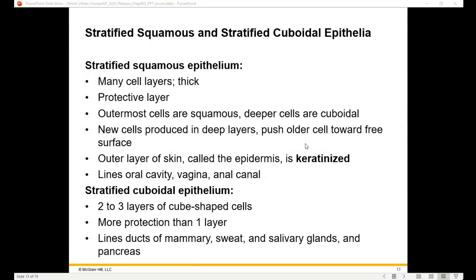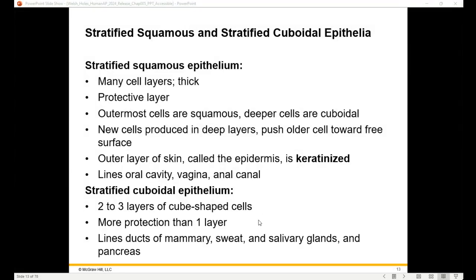The outer layer of skin, called the epidermis, tends to be keratinized. Okay, that means it has keratin. It lines the oral cavity, vagina, and the anal canal. In those cases, it is not keratinized, only the outer layer of skin.